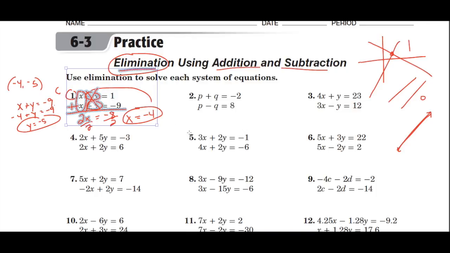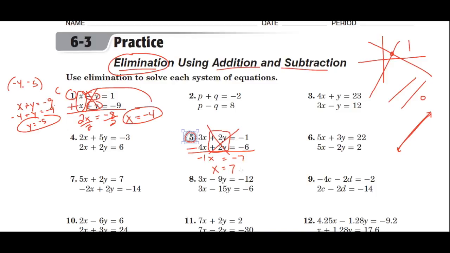I'm going to jump over here to number 5. This one, you'll notice that both of my y's are a positive 2y, so instead of adding these together, I'm going to subtract them. So 3x minus 4x is negative 1x. 2y minus 2y is 0, therefore eliminating it. And then negative 1 take away 6 is negative 7. You have to kind of be careful with the subtraction ones because if you get two negatives, obviously that turns into a positive. So in number 5, x is equal to 7.